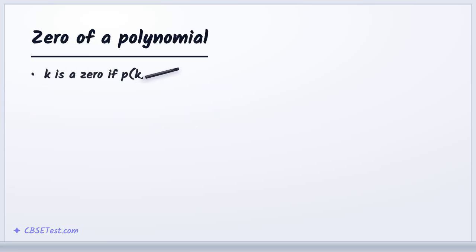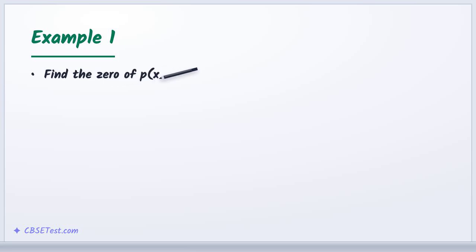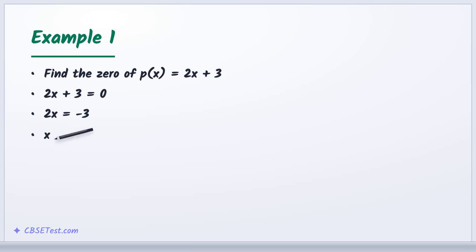A zero of a polynomial is a value of x that makes the polynomial equal to 0. For a linear polynomial ax plus b, set it to 0 and you get x equals minus b over a. To find the zero of 2x plus 3, set it equal to 0. 2x equals minus 3, so x is minus 3 over 2. Substituting back gives 0, which confirms our answer.